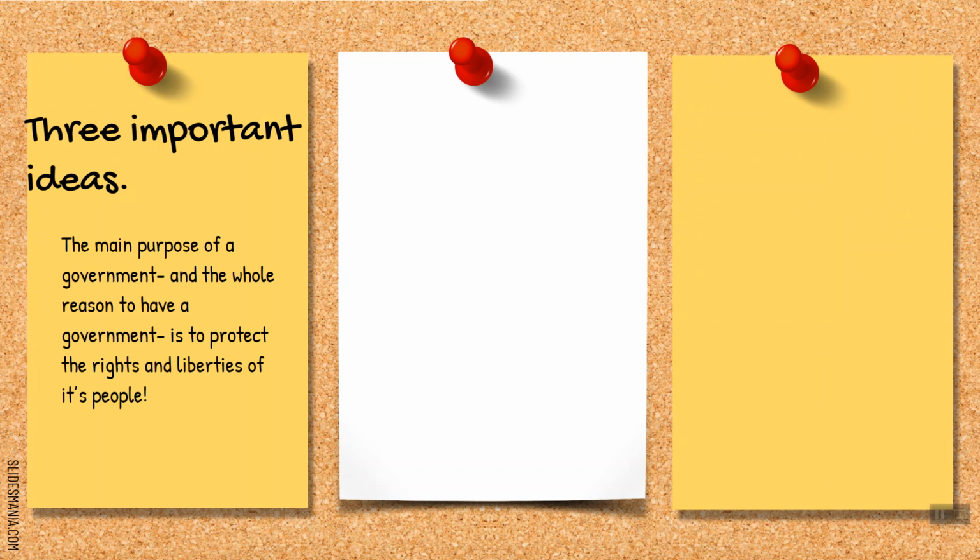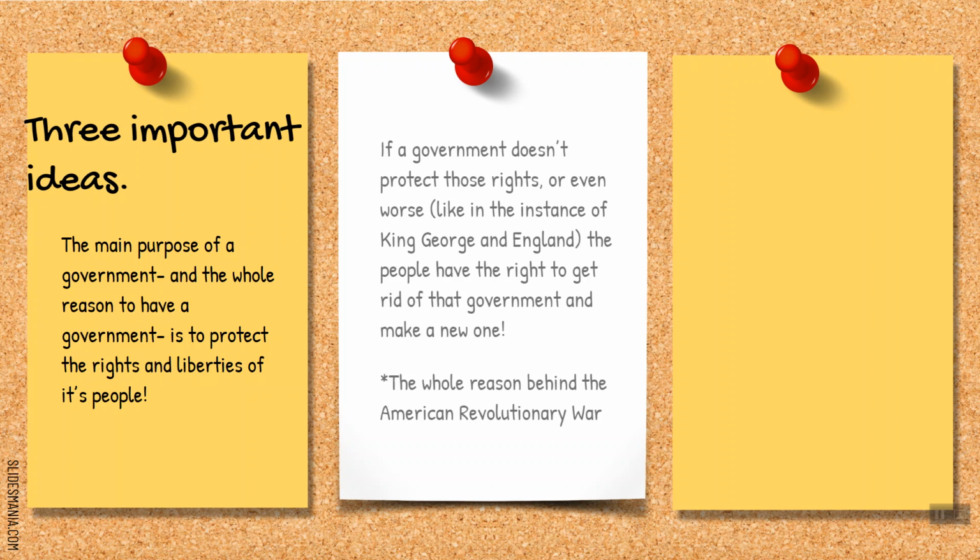There were three important ideas from the Declaration of Independence. First, in self-government, the main purpose of a government and the whole reason to have a government is to protect the rights and liberties of its people. That's the whole point of even having a government. And that's what they felt the king wasn't providing them before the Revolutionary War.